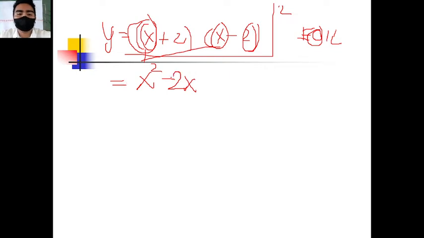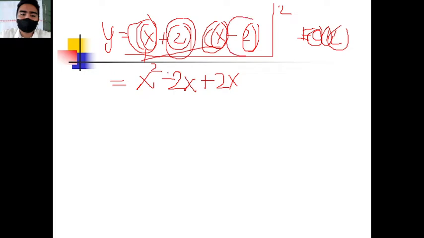Okay? How about the inner? If you're going to multiply, what's our inner? This is our inner, 2 and x. So if we are going to multiply positive 2 by x, the answer would be positive 2x. Alright. So how about the last terms, 2 and negative 2? Positive 2 multiplied by negative 2, what will be the answer? The answer for that one would be negative 4. So in totality, if we're going to finalize this function, we have x squared, and we have negative 2x and positive 2x.